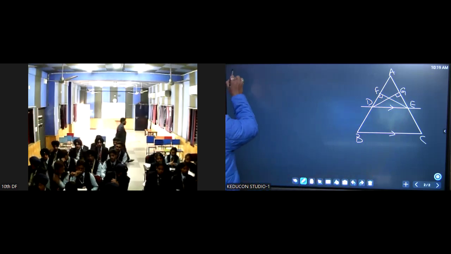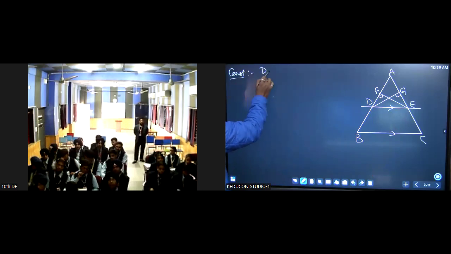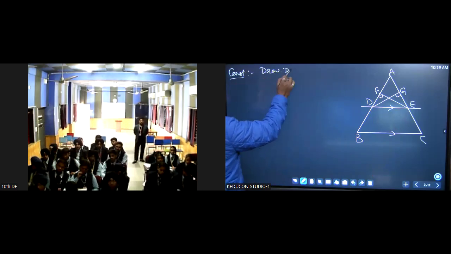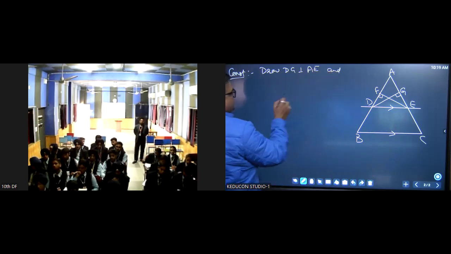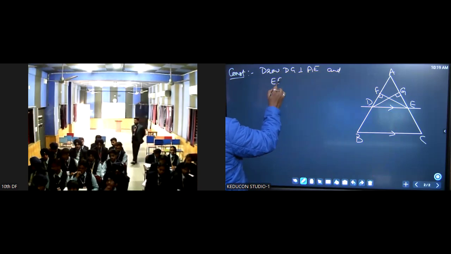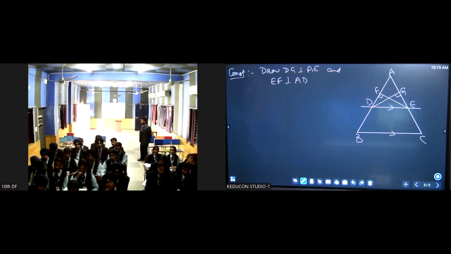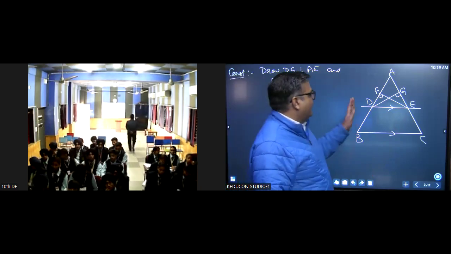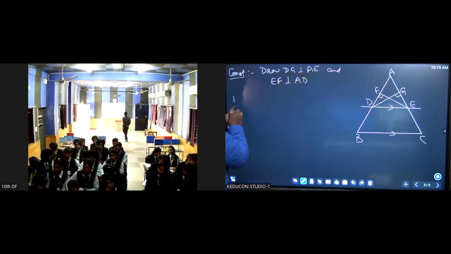So what will be the construction? Draw DG perpendicular to AE and EF perpendicular to AD. Is this clear, students? तो हमने दोनों ही perpendicular ड्रॉप कर दिए D और E से on AD and AE respectively. Now, proof.